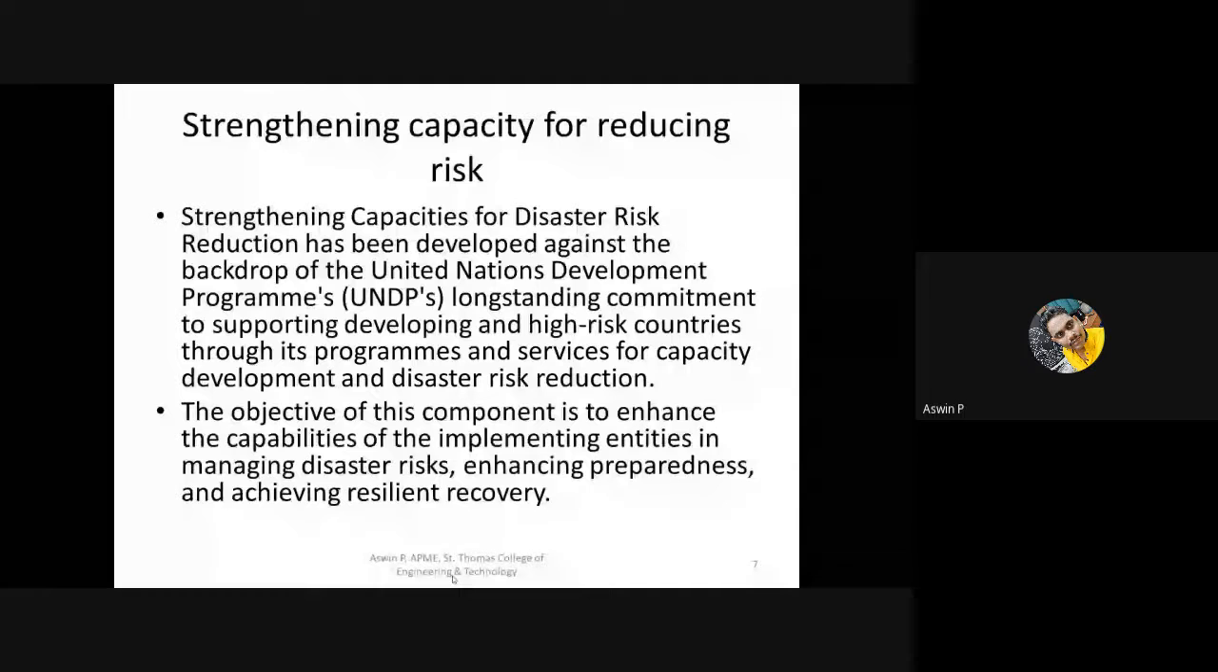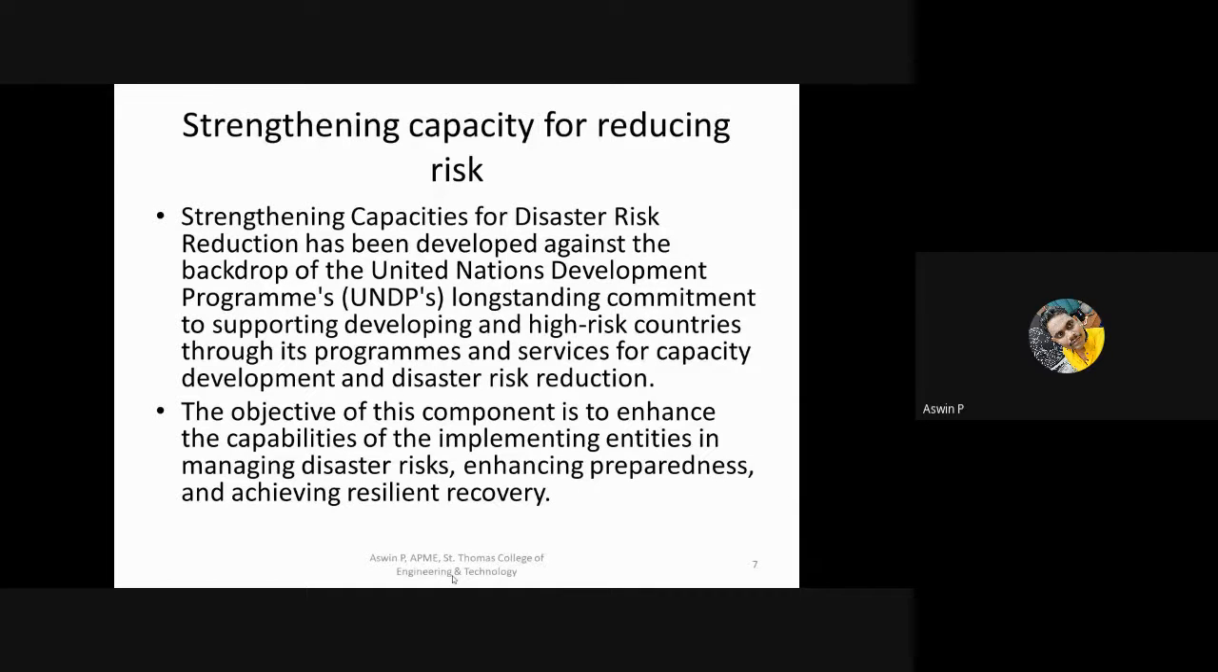And strengthening capacity for disaster risk reduction has been developed against a backdrop of the United Nations Development Programme's long-standing commitment to supporting developing and high-risk countries through its programs, services for capacity development and disaster risk reduction. And the second point, very important, the objective of this component is to enhance the capabilities of the implementing entities in managing disaster risk, enhance preparedness, and achieving resilient recovery. So you should be very thorough with strengthening capacity for reducing.